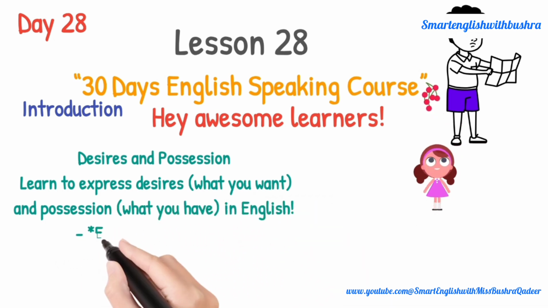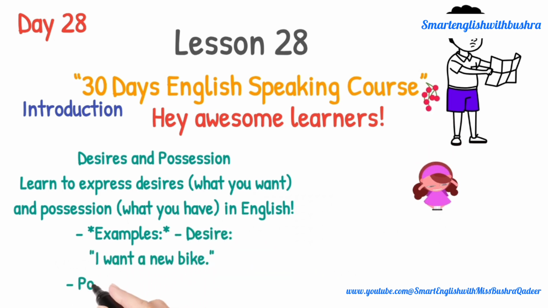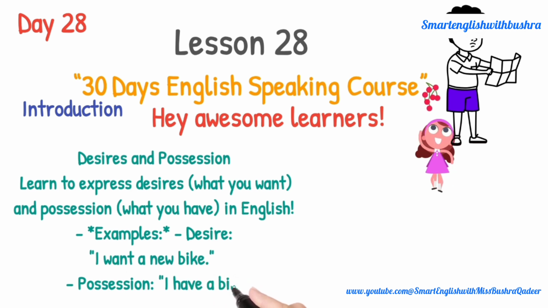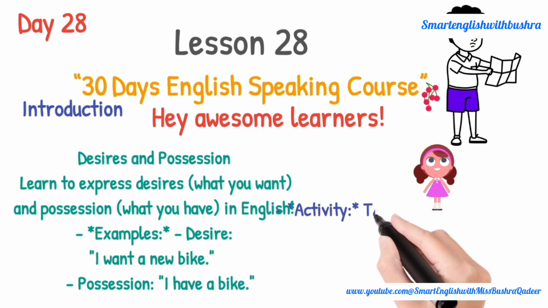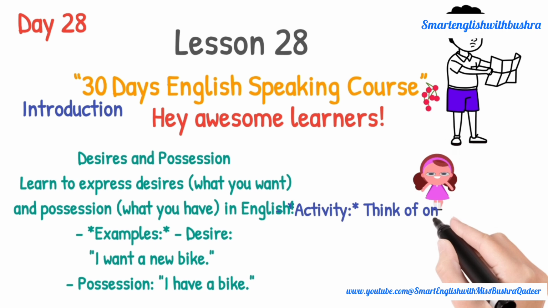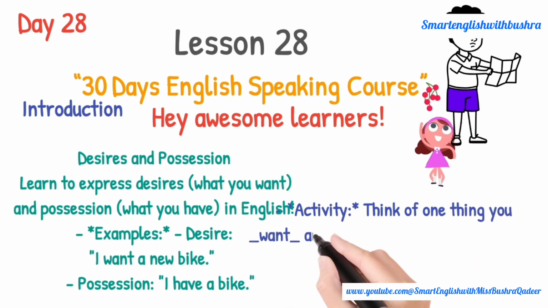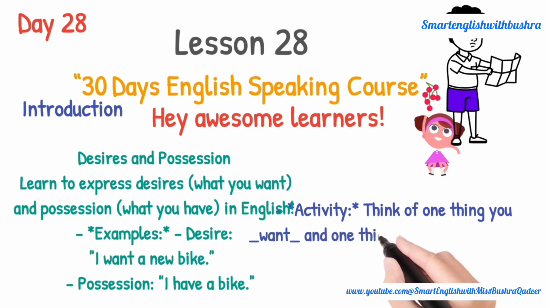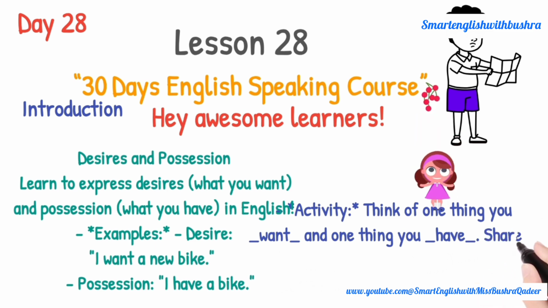Desires and possessions, we did. Desires and compulsion, we did. So learn to express desires, what you really want, and possession, what you have in English. Examples: the desire one, I want a new bike, I want a new cell phone, I want this, I want that one. And possession, I have a bike. The ownership that you already have, that is possession. In the previous lesson I already taught you about compulsion also. Compulsion means responsibilities, the duties that you have to fulfill. For example, if you are a student, you have to wake up early in the morning. If you are a student, you have to study, you have to prepare yourself for the examination.